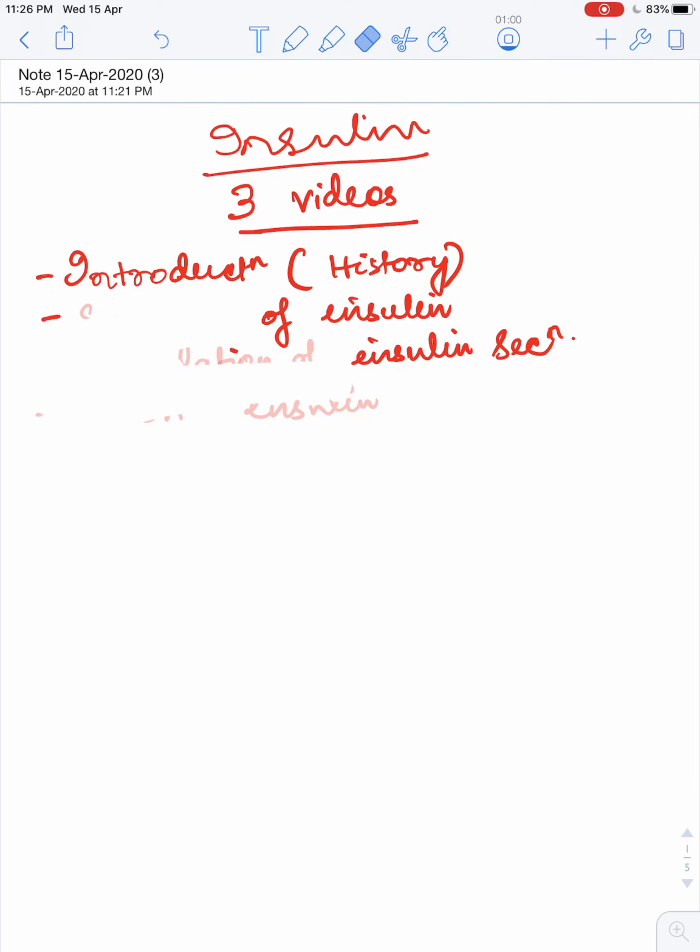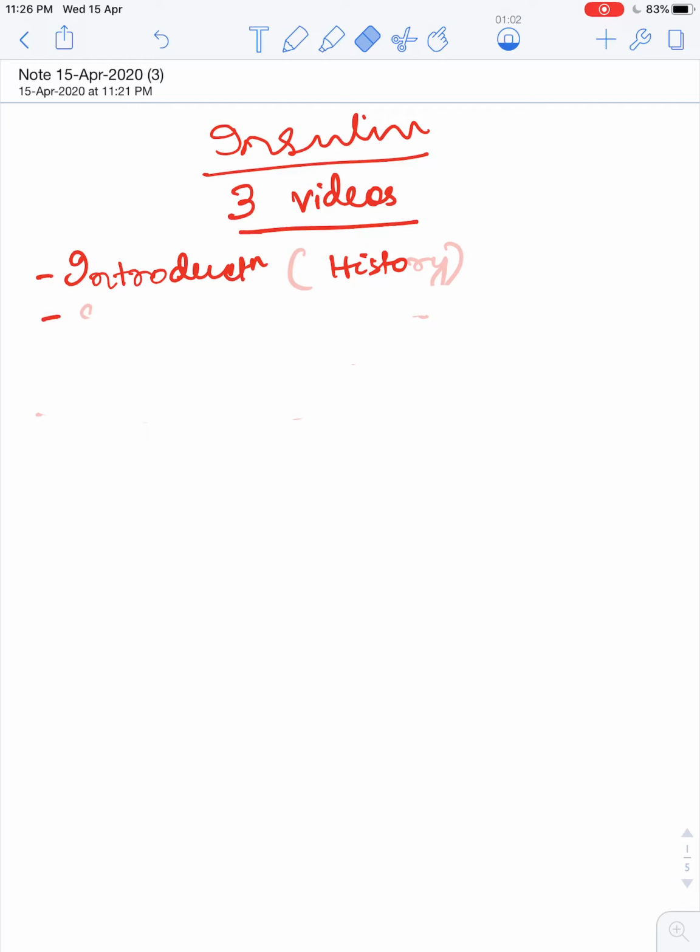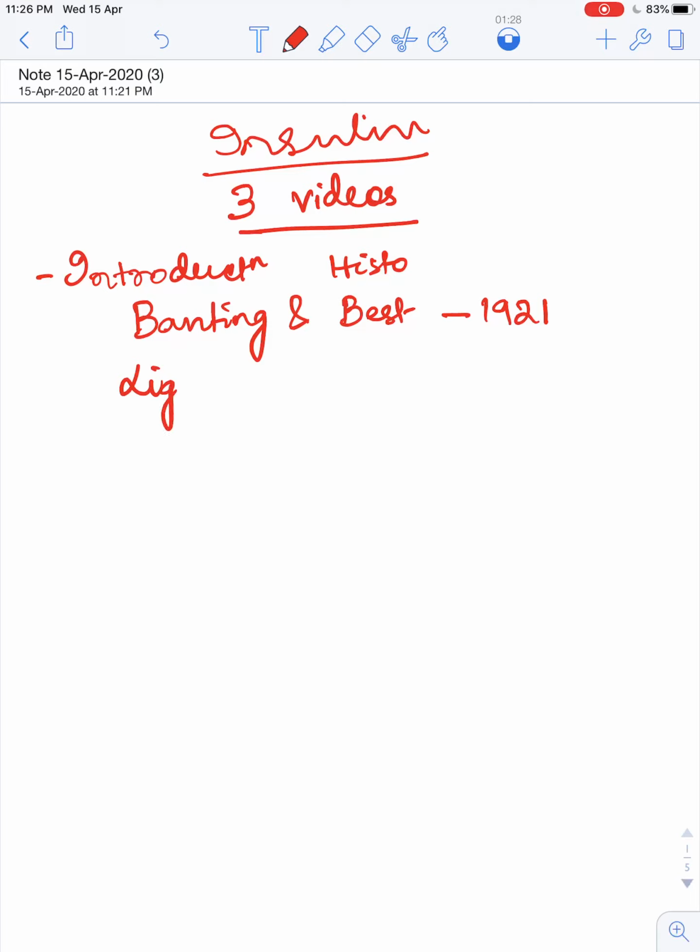So coming first to the introduction of insulin. Insulin was discovered by Banting and Best in the year 1921. They discovered it by demonstrating the hypoglycemic action of an extract of pancreas prepared after degeneration of the exocrine part due to the ligation of the pancreatic duct. Then extract of the pancreas.